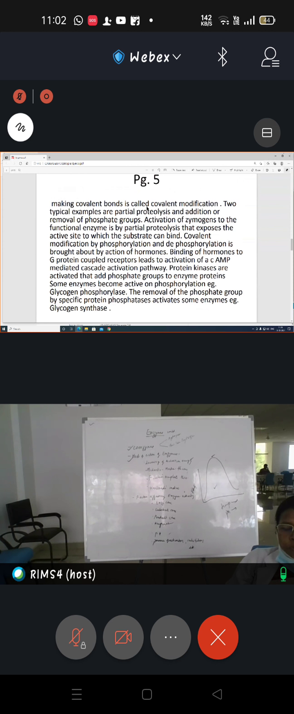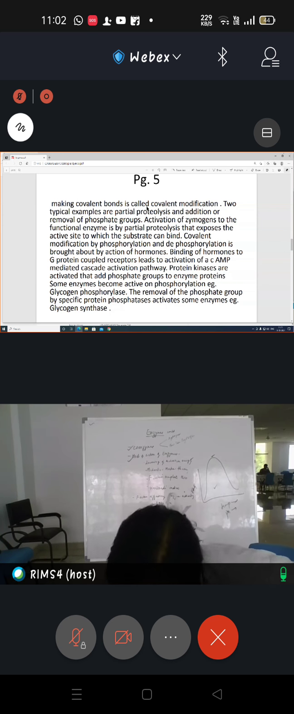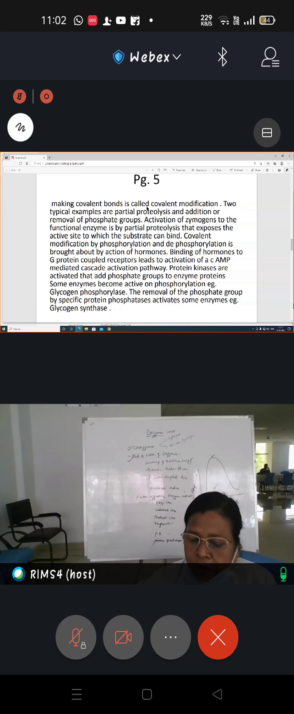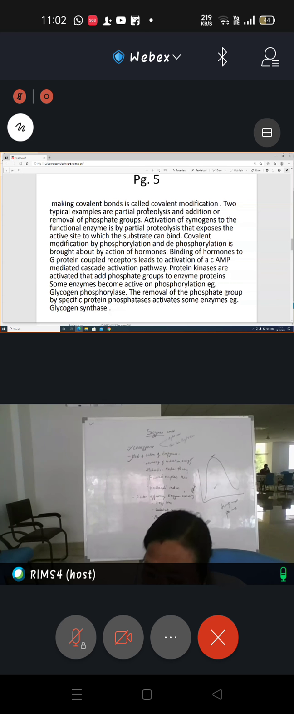Then there is the zymogen form and the active enzyme form. The zymogen form, which is the inactive form, is converted into the active form by means of removal of certain groups. So it becomes active.